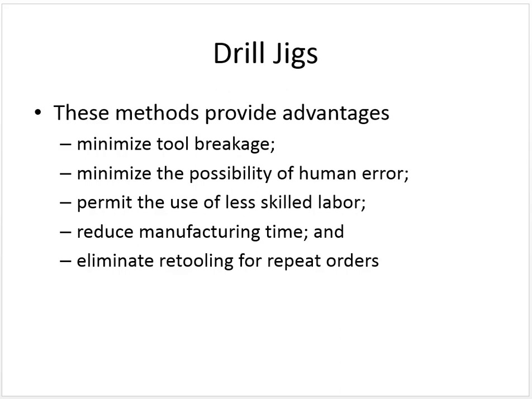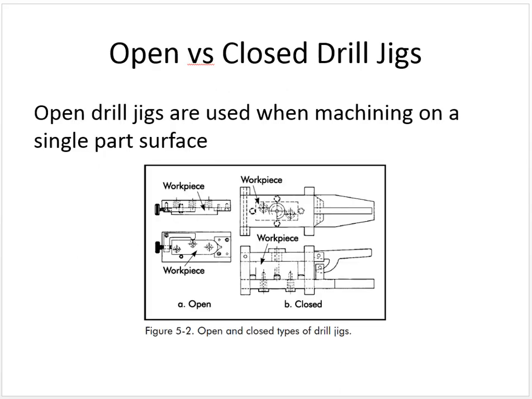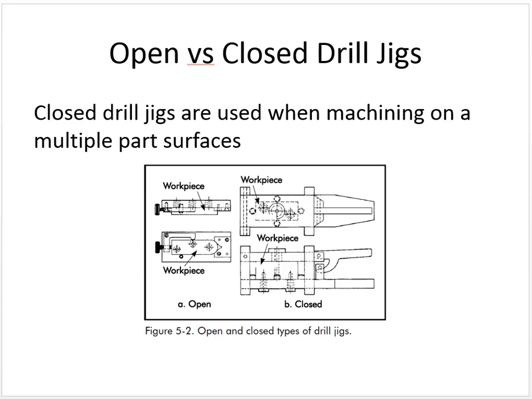Objective number 3 talks about the difference between an open and a closed jig. You'll find those on slides 7 and 8. An open jig is used when machining on a single part surface, whereas a closed jig is used when you can machine holes on multiple part surfaces. Theoretically, you could flip the jig over like they're shown here. You see the drill bushings here that guide the tool on this side, and the drill bushings here that guide the tool on the other side. So that was your 3rd objective.